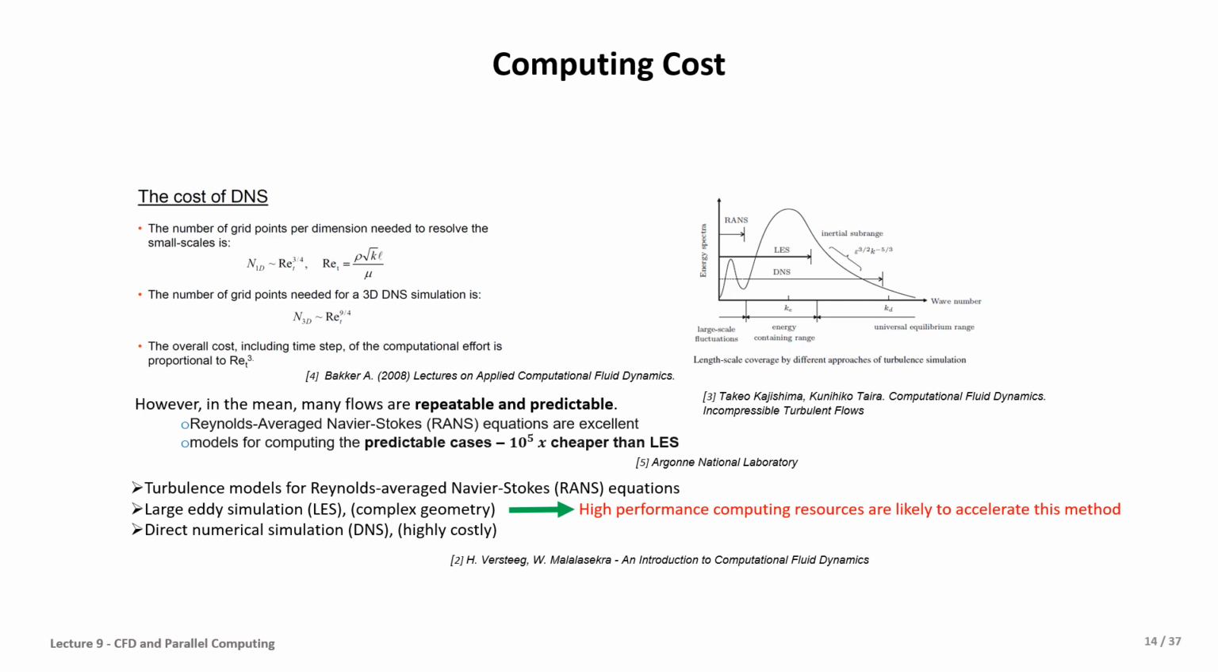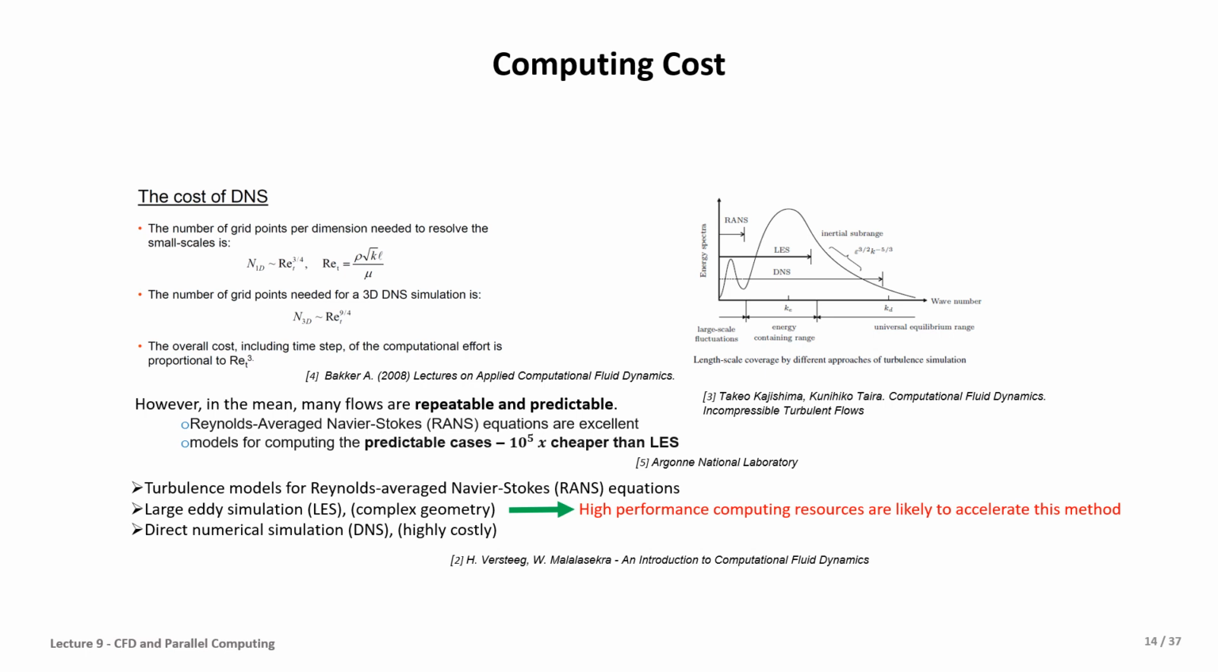However, usually the mean of the flow in many flows is repeatable and predictable. Then we can use the RANS solution. However, it's only about the mean or average of the flow. And as we said, RANS is 10 to 5 times cheaper than LES, so it's very important sometimes to use it.